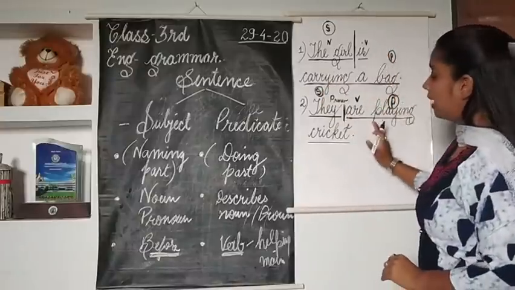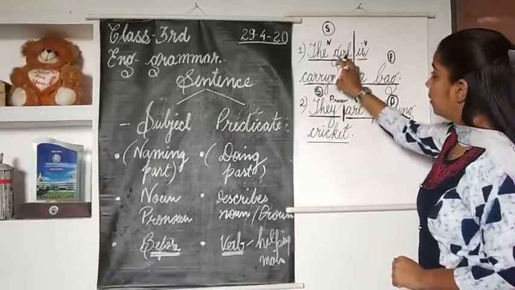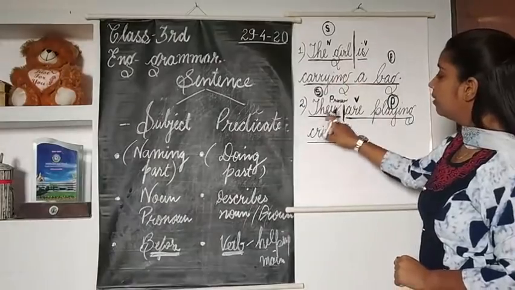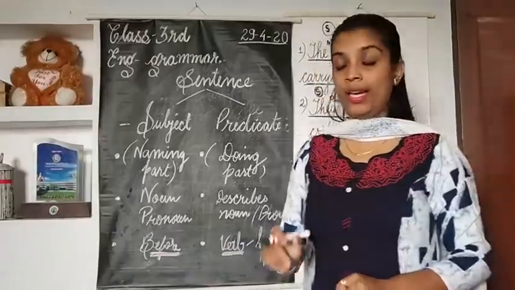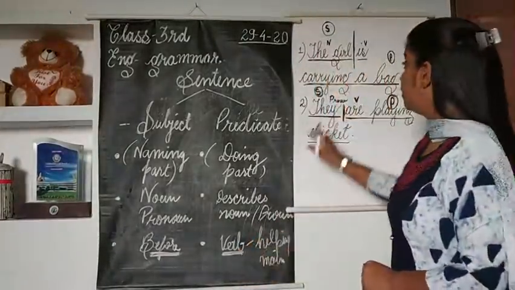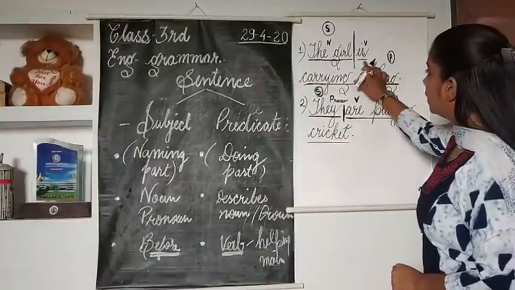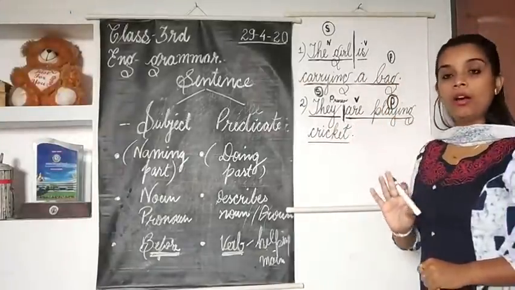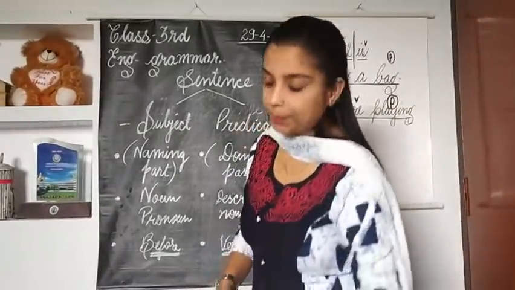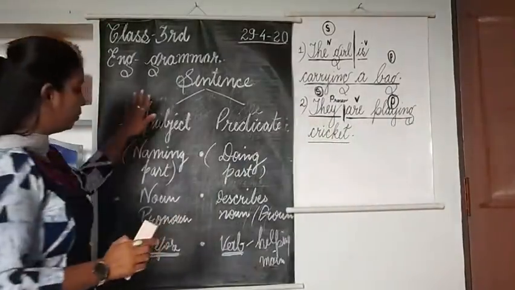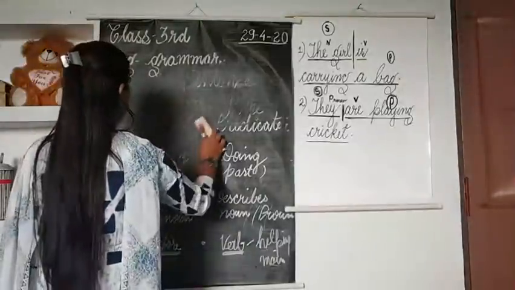I hope these two examples are clear to you all. Here the girl was a noun, and here they is a pronoun. So the subject is either a noun or a pronoun. It can never be a verb, children. The subject is either a noun or a pronoun, and the predicate part always begins with a verb. Keep this in your mind. Now we will see a few more examples.